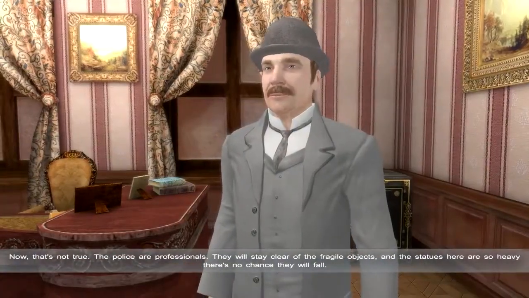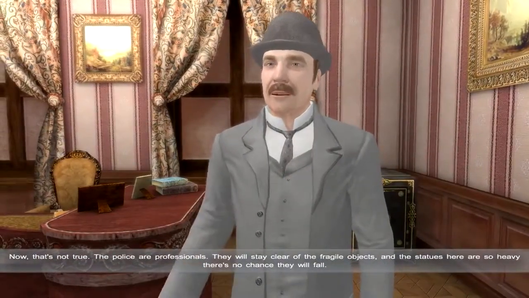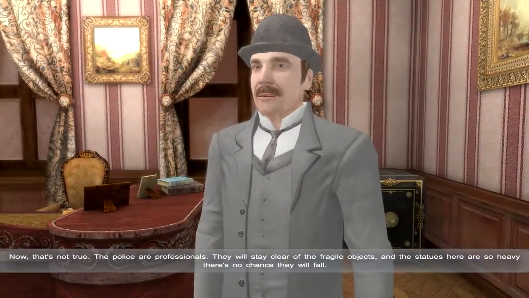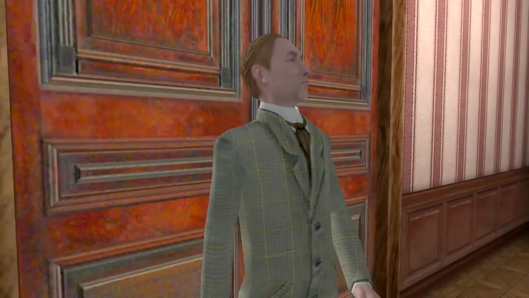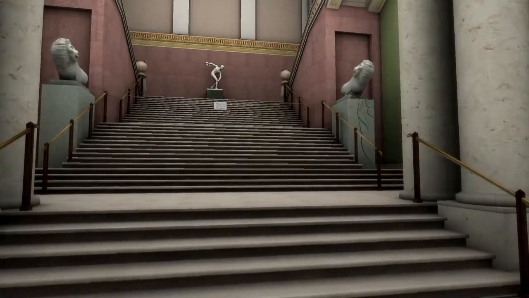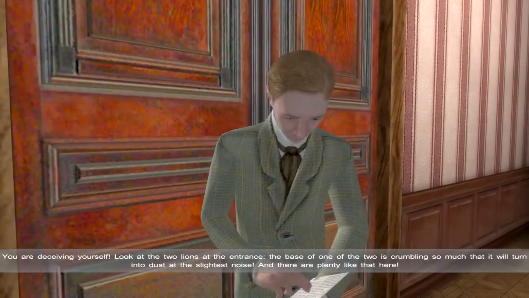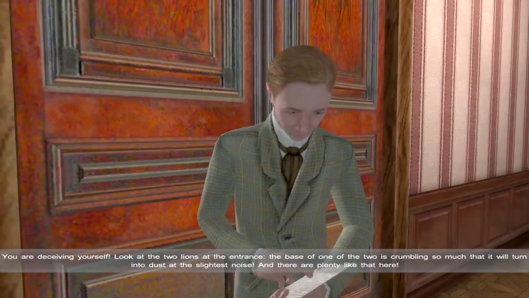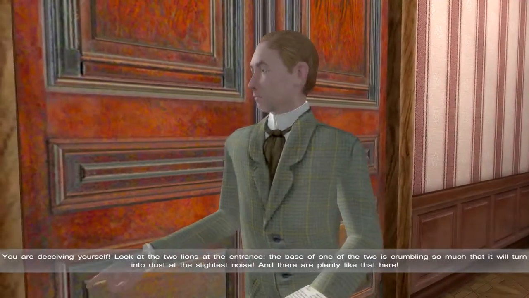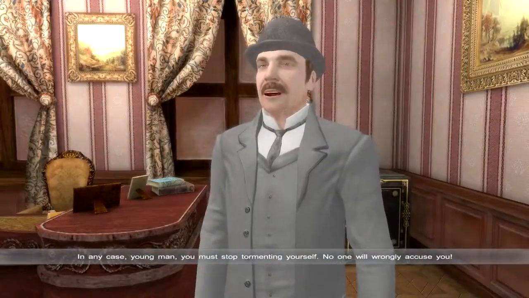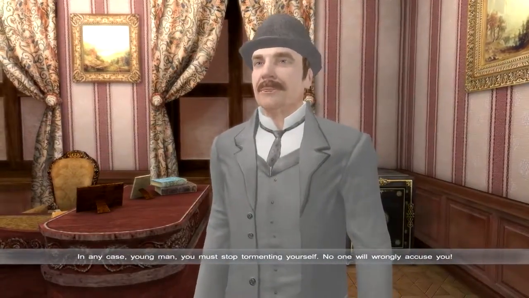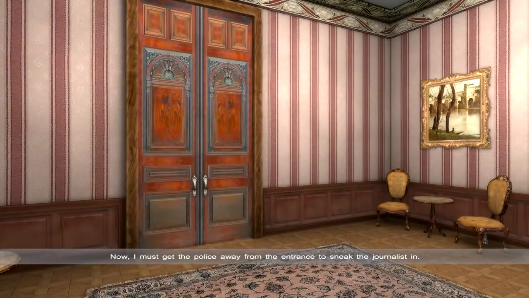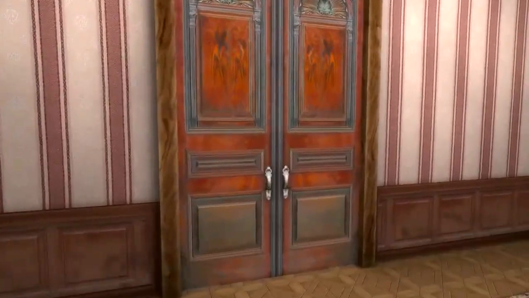If they knock over a statue or break a vase, I'll end up carrying the can for the lot. Now, that's not true. The police are professionals. They will stay clear of the fragile objects, and the statues here are so heavy, there's no chance they will fall. You are deceiving yourself. Look at the 2 lions at the entrance. The base of one of the 2 is crumbling so much that it will turn into dust at the slightest noise. And there are plenty like that here. In any case, young man, you must stop tormenting yourself. No one will wrongly accuse you. Now I must get the police away from the entrance to sneak the journalist in.